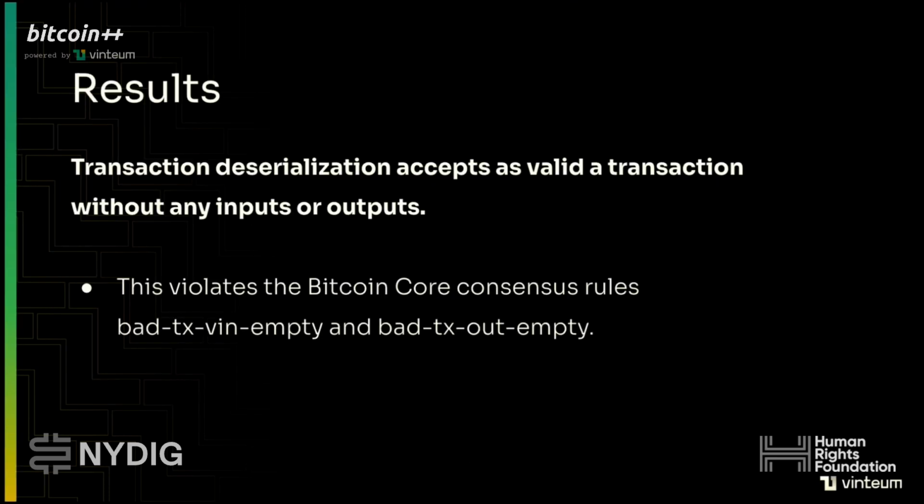As for the results, I found two bugs in BitcoinJS lib. The first one is that transaction deserialization accepts transactions without any inputs or outputs. The case that caused an error was a transaction deserialization with no inputs or outputs, and this violates the Bitcoin Core consensus.